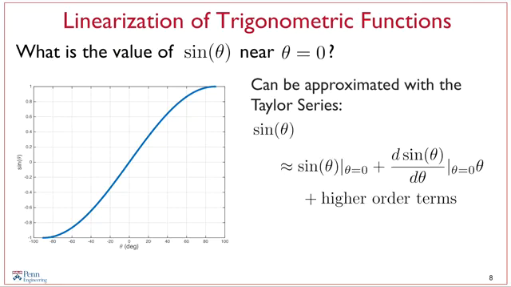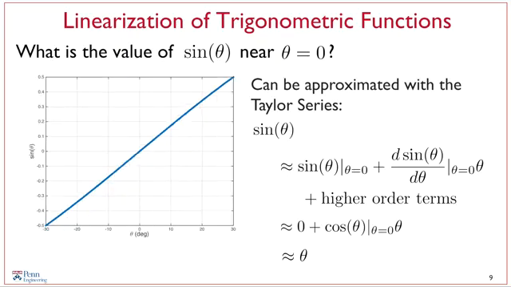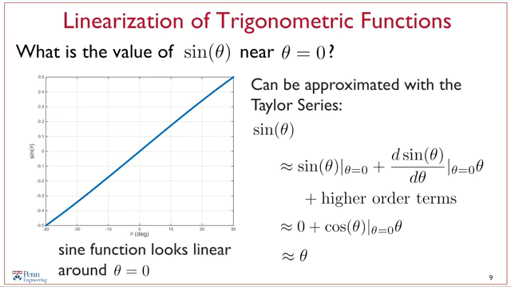Since sine theta at theta equals 0 is 0, and the derivative of sine theta is cosine theta, we can simplify the expression as follows. Since the value of cosine theta at theta equals 0 is 1, the value of sine theta near theta equals 0 is approximately theta. This suggests that around theta equals 0, we expect the sine function to look linear. If we again plot the values of sine theta for angles from negative 30 to 30 degrees, we see that the sine function indeed looks linear. We will use these two approximations to linearize the equations of motion of the quadrotor.